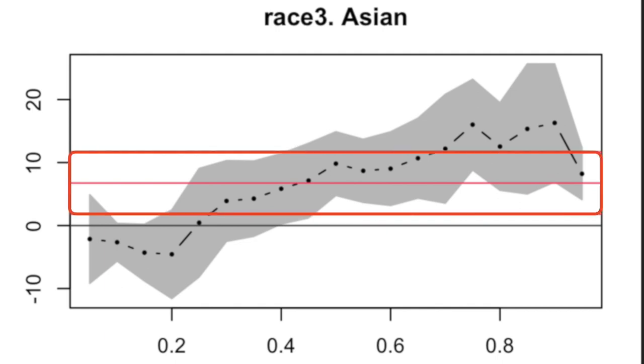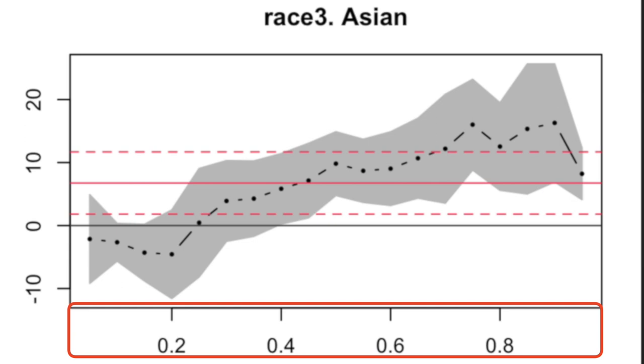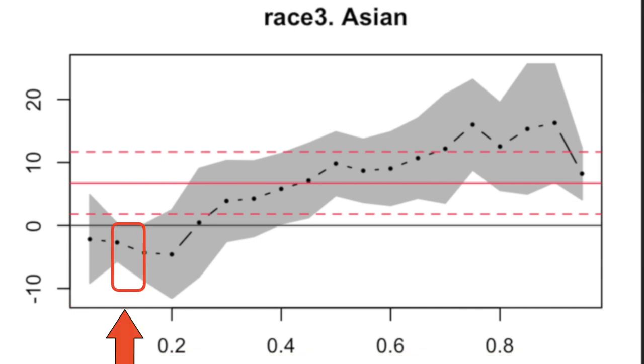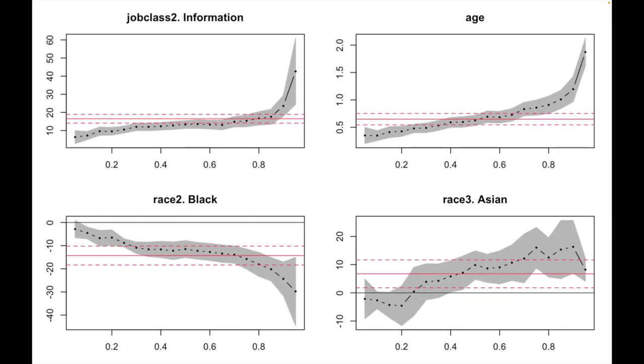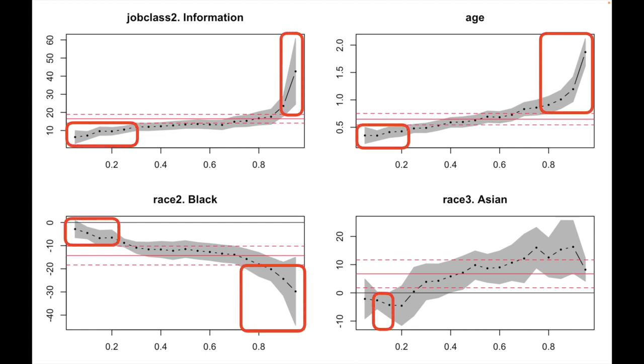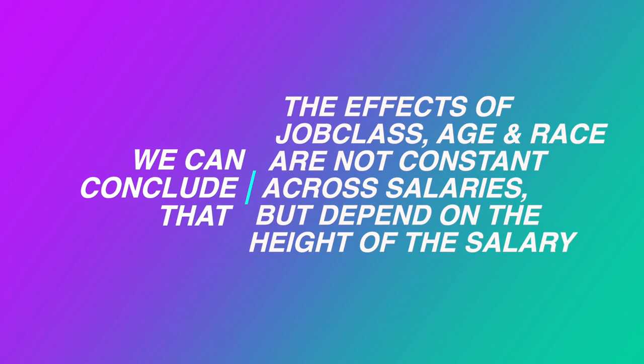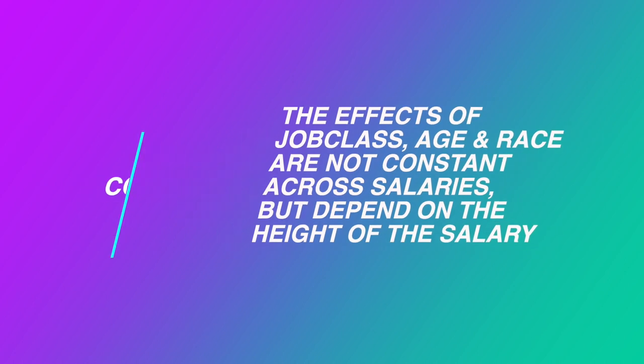Namely, while linear regression mistakenly predicts that Asian folks get significantly more than white folks, independently of their salary, quantile regression shows that low-income Asian people earn significantly less or similar to white people. Since in all of the panels of the plot, the quantile regression estimates lie at some point outside the confidence intervals for the ordinary linear regression, we can conclude that the effects of job class, age, and race are not constant across salaries, but depend on the height of the salary.